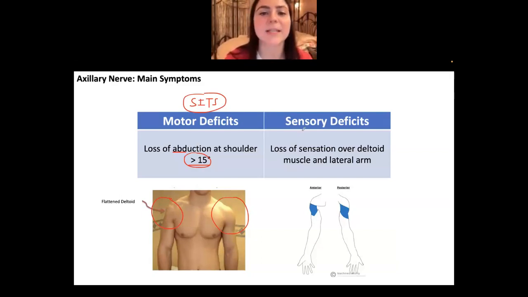And then sensory deficits: you're going to lose sensation over the deltoid muscle and lateral arm. It's that regimental badge area. That's how they reference this. I always say loss of sensation, but remember, I can mean pins and needles. It can be anything where you can tell something's wrong with a sensory issue. Pins and needles, numbness, tingling, it's all the same thing.